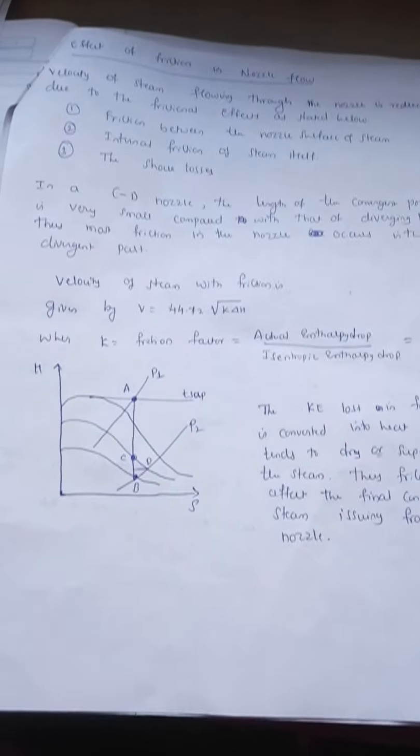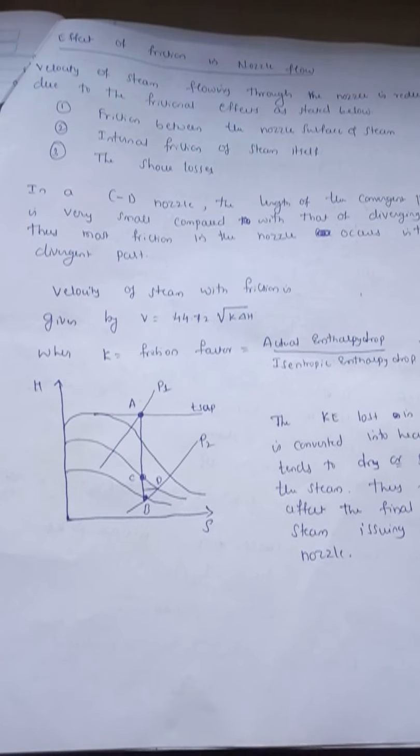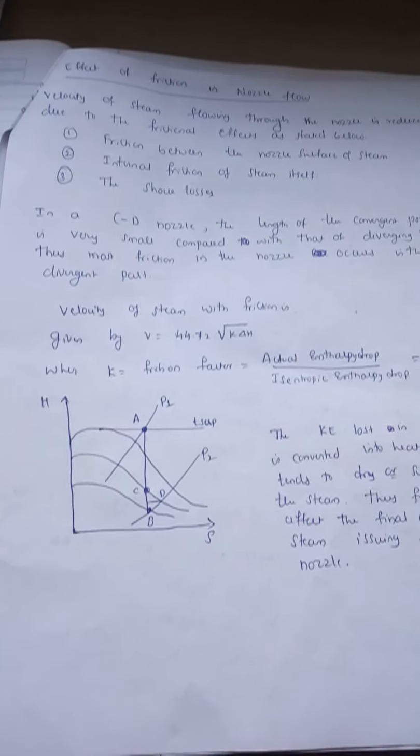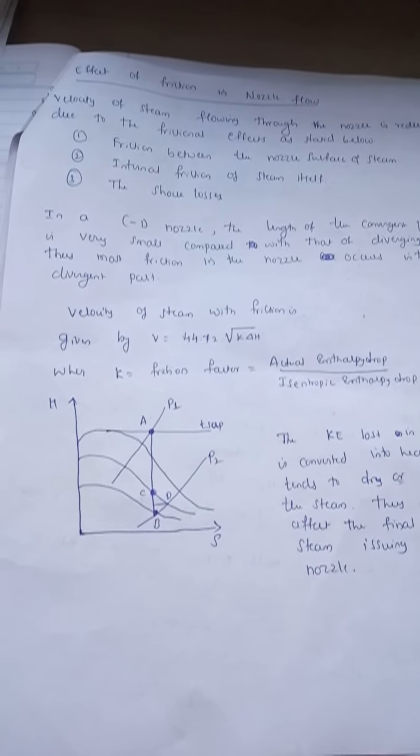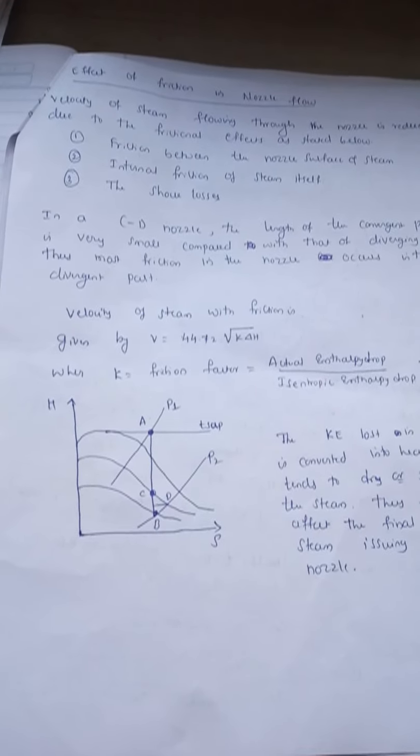So what is the first point? It is going to reduce the velocity due to frictional effects as stated below. What are the reasons? Friction between nozzle surface and steam. There is a friction between the wall of the nozzle and steam. Internal friction of steam itself. We were studying viscosity in fluid mechanics, that internal friction is called viscosity. Shock losses, some losses will happen due to friction.